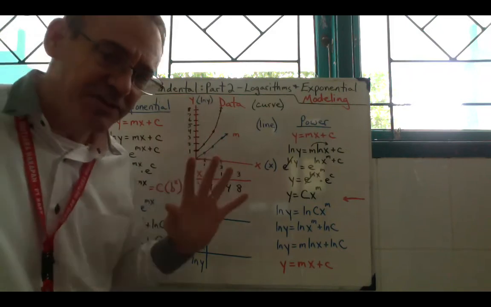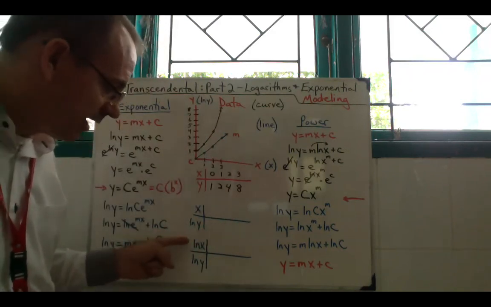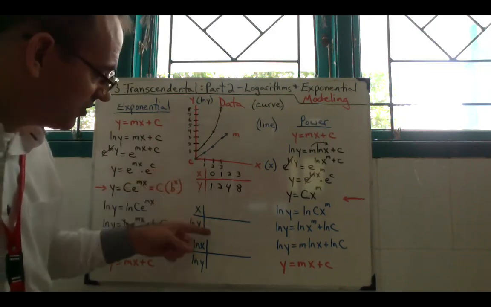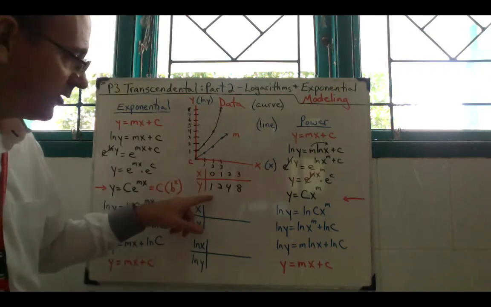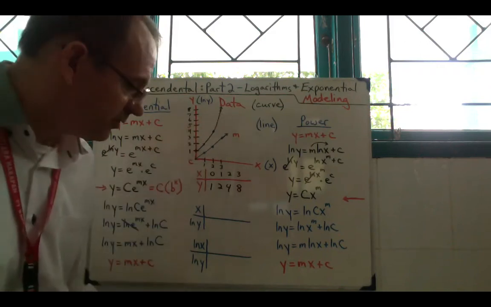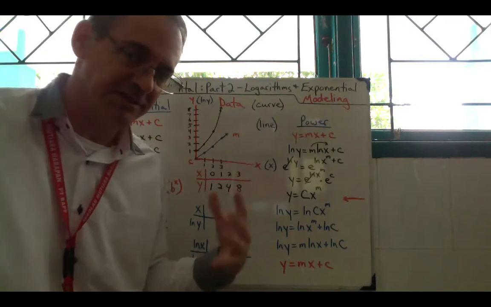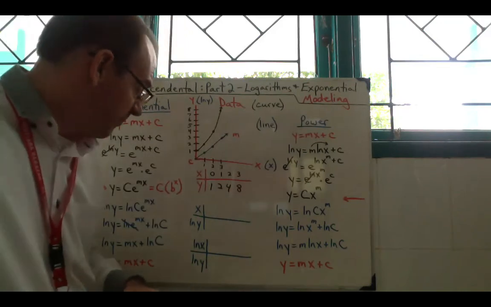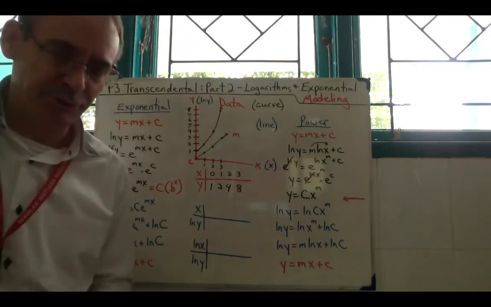If that still doesn't quite give you a straight line, then try taking the ln of both the x and the y values. So you'd have ln 0, ln 1, ln 2, ln 3, plotted against ln 1, ln 2, ln 4, and ln 8. If that gave you a straight line, then you would be dealing with a power function, such as a quadratic, cubic, something like that.